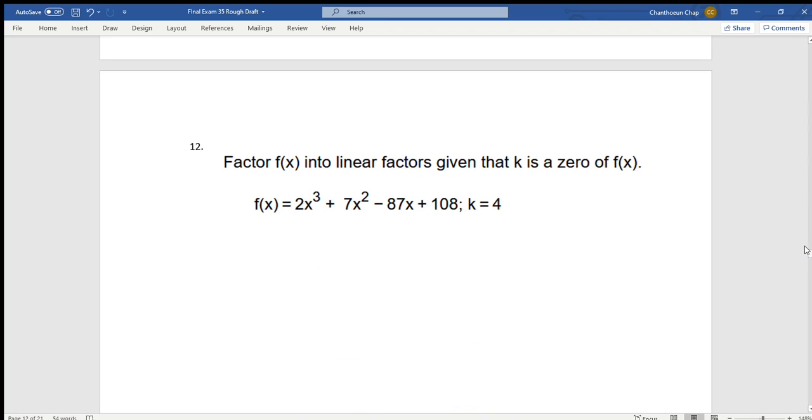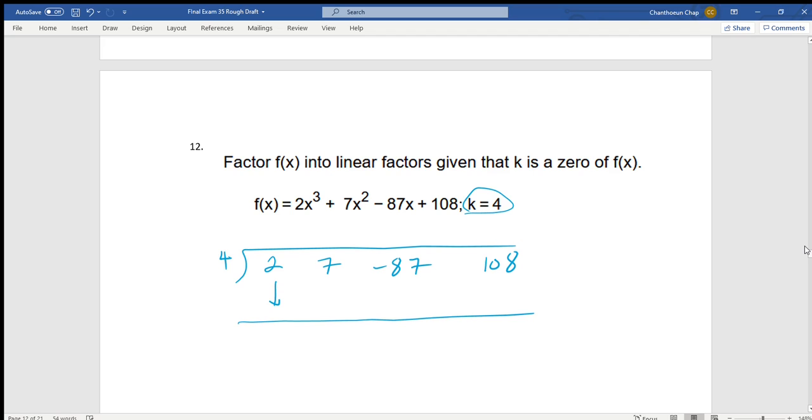Question 12, let's factor f of x into linear factors given k is a 0. So they gave us a free 0, so we could use that to divide into our function. 2, 7, negative 87, 108. Now, since the 0 is given to be 4, I know my remainder has to be 0. So let's give it a try. We'll bring down the 2.